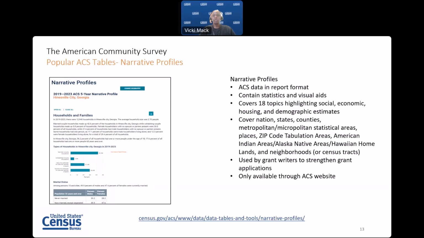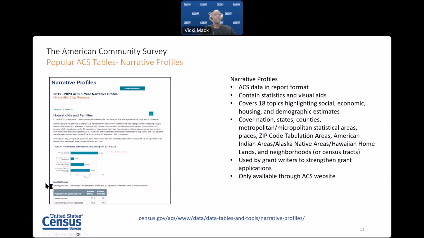The narrative profiles are available for a variety of geographic areas from the nation and states down to the census tracts. Narrative profiles are used by many grant writers to strengthen their grant applications with reliable community data. You can only access them from their homepage on the ACS website, as they are not available from data.census.gov. The example on the screen is for Hinesville, Georgia. So let me show you how easy it is to access this narrative profile.